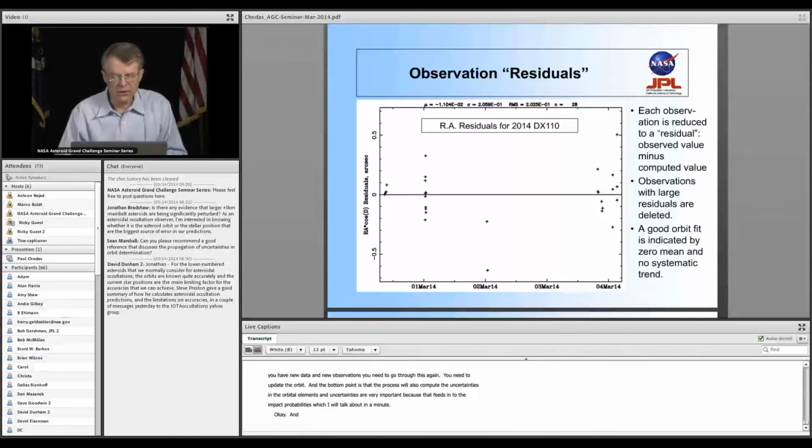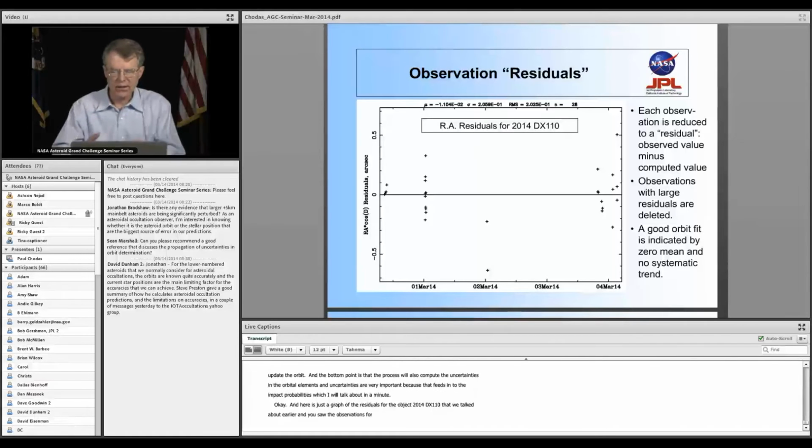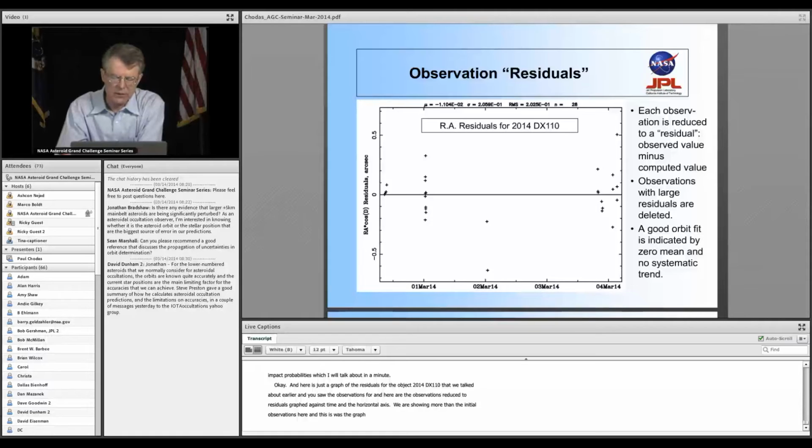Okay, and here's just a graph of the residuals for the object 2014 DX110 that we talked about earlier and you saw the observations for. And here are the observations reduced to residuals, graphed against time on the horizontal axis. Actually, we're showing more than just the initial observations here, but this was the graph produced last week. What I'm graphing here is the residual in the right ascension coordinate, and the units are arc seconds. So you can see most of the residuals are less than half an arc second, which indicates that those are good data, and that's their expected accuracy.